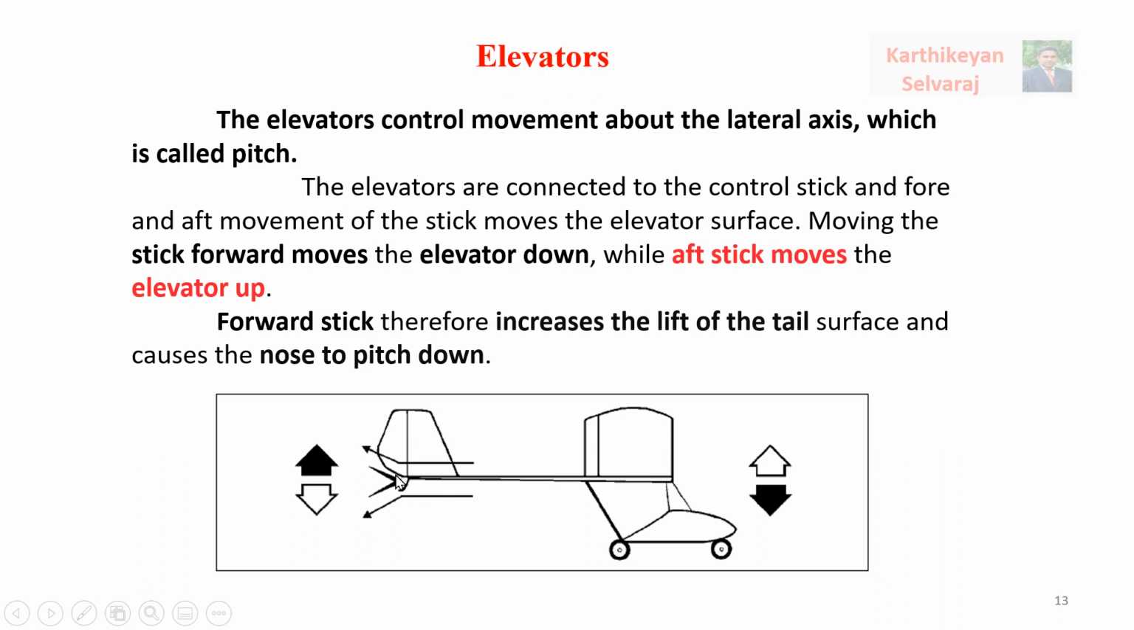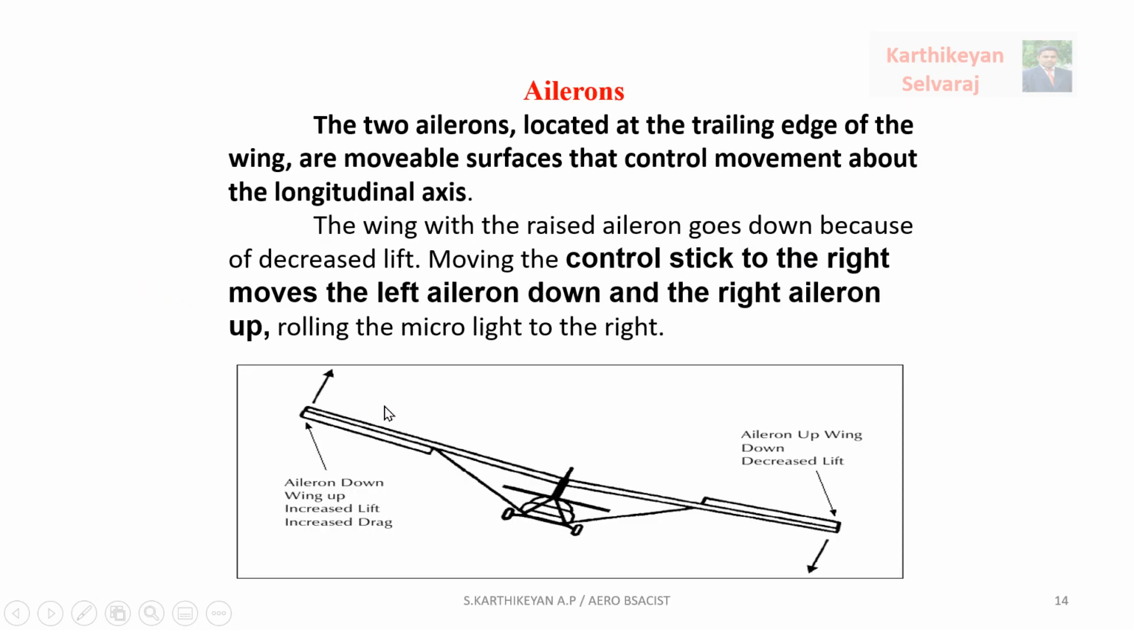So once the elevator is in the downward direction, airflow will be higher and lift will be higher. So the tail portion will go upward, because the lift is higher there. Once the tail portion goes up, automatically the nose portion comes down. You have to understand that clearly. Wherever the surface goes down, the surface area increases, lift increases, and that particular location will go upward. Similarly, the aileron, as I told you a few slides before, moves in the opposite direction.